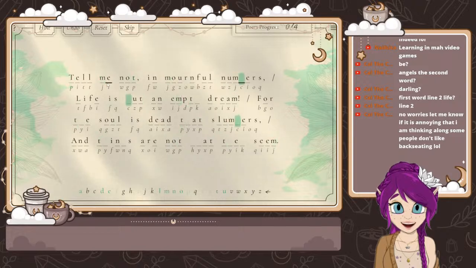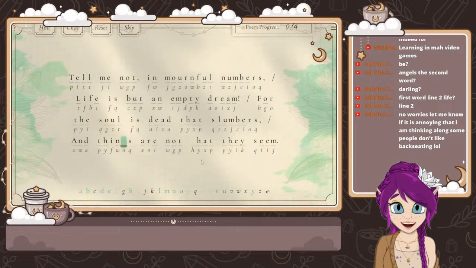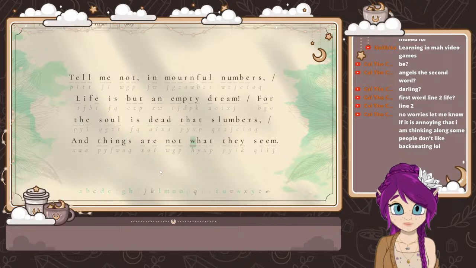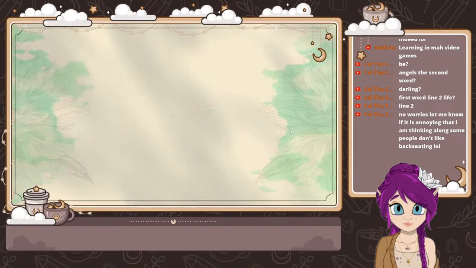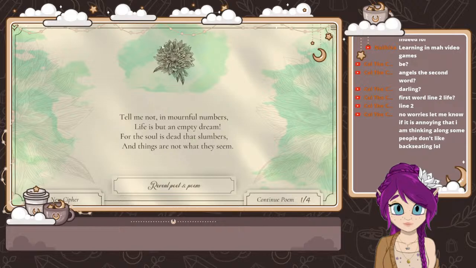Tell me not in mournful numbers. Life is but an empty dream. For the soul is dead that slumbers, and things are not what they seem. Tell me not in mournful numbers. Life is but an empty dream. For the soul is dead that slumbers, and things are not what they seem.